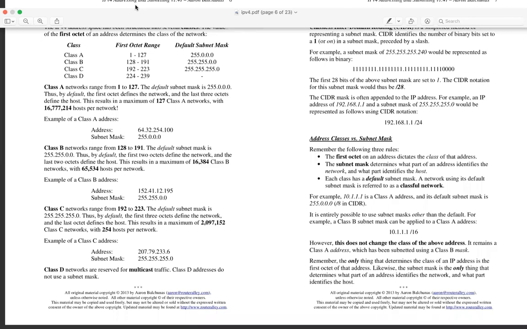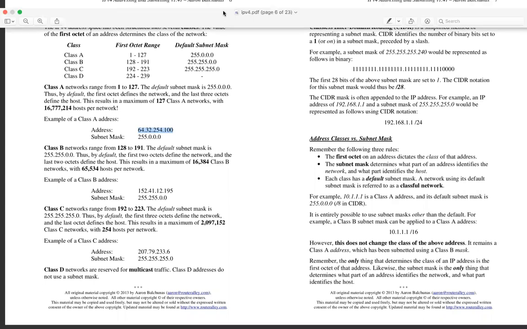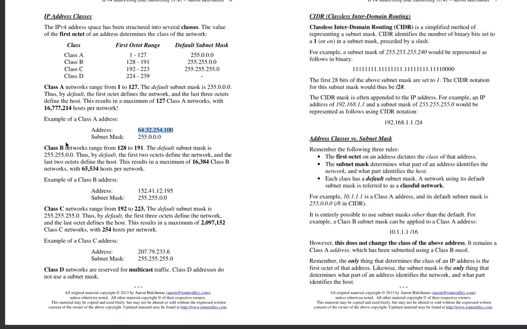Now let's see a typical example of an IP address. We have this IP address. You can see that this IP address starts with 64.32.254.100. Which class does it fall under? Anyone? Class A. Okay, very good.